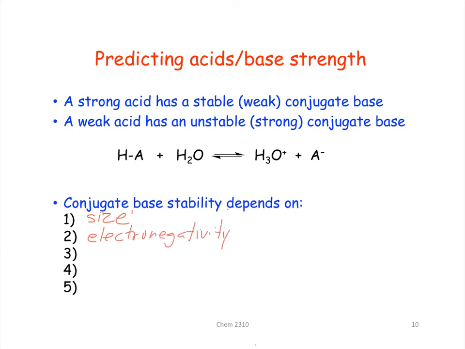And then we're going to look at hybridization, right, which remember was really an argument of electronegativity as well. And then we can look at resonance, and then inductive effect. So usually resonance effects are greater than inductive effects. Okay, so I'm going to write out some acids here, and we're going to predict their relative order.